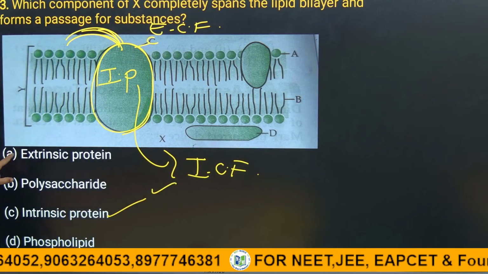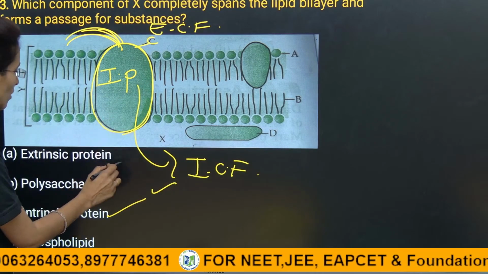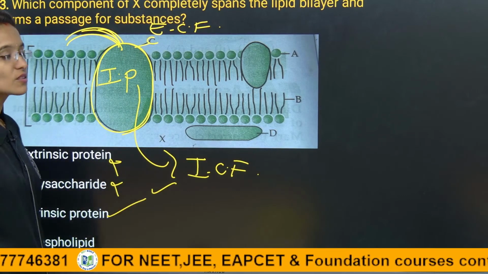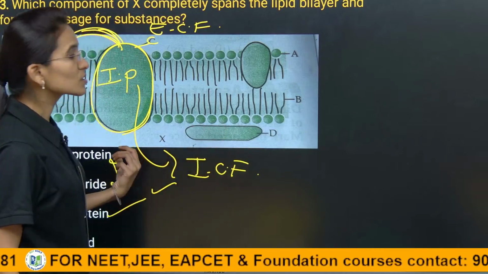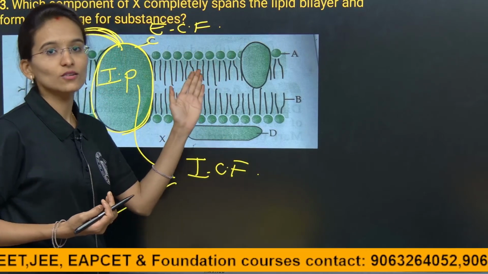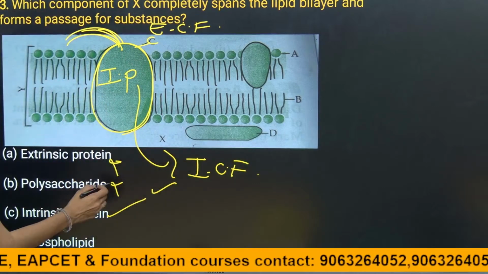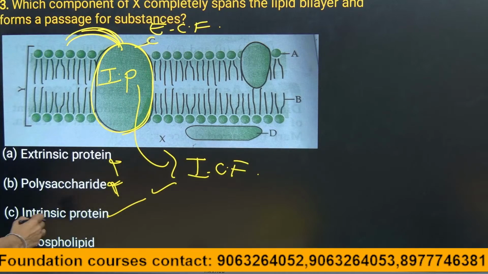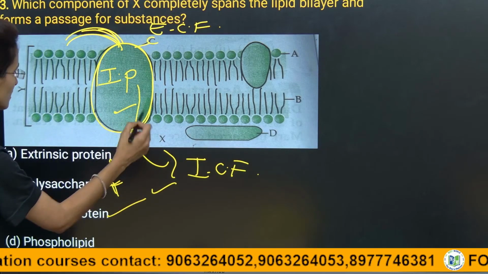Whereas option A, extrinsic protein, is wrong, and the next option B, polysaccharide, is also wrong. Those are present, but those sugar molecules are present on the lipids as well as proteins. So this is also a relevant option when we discuss this particular question. Next, C is intrinsic protein. Yes, this is the correct one.